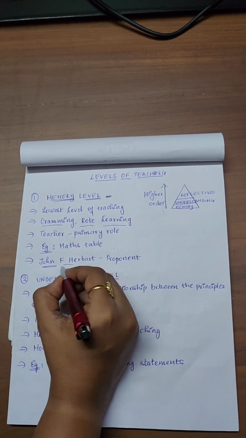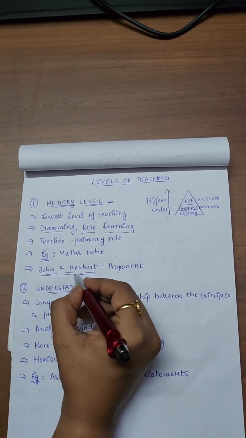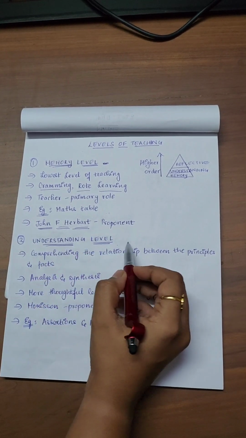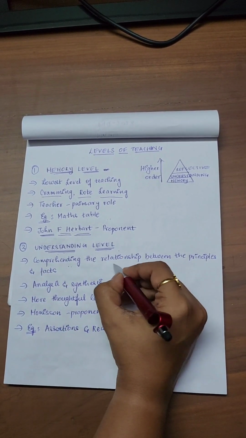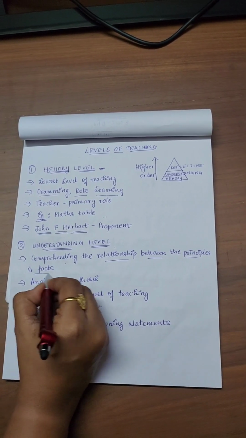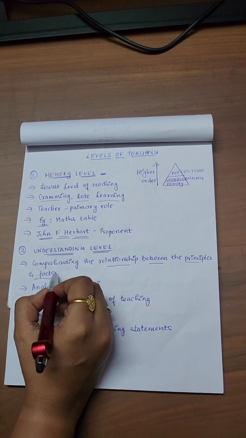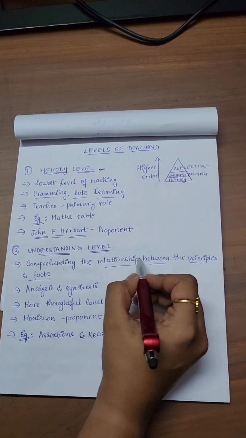Again, the author name is really important. So John F. Herbert. The next one is the understanding level. Understanding meaning is basically comprehending, right? So the relationship between the principles and the fact. This one is an important key term which will be asked again in the examination.